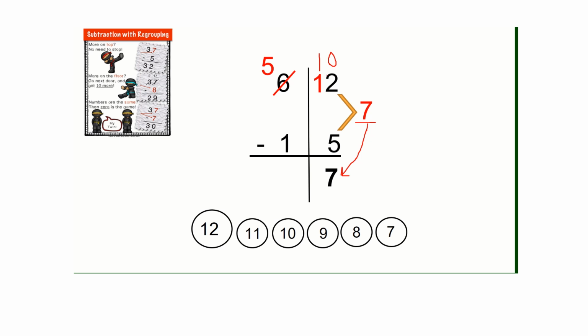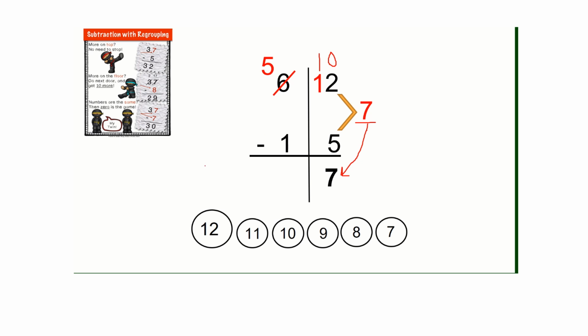Remember, I regrouped for this problem because 2 is a smaller number than 5. When it's a smaller number, I can't subtract it, so I have to borrow. And because I borrowed and I regrouped, my number 6 turned into a 5. So now I have to subtract 5 minus 1, not 6 minus 1. I have to do 5 minus 1 because I crossed it out and I borrowed.